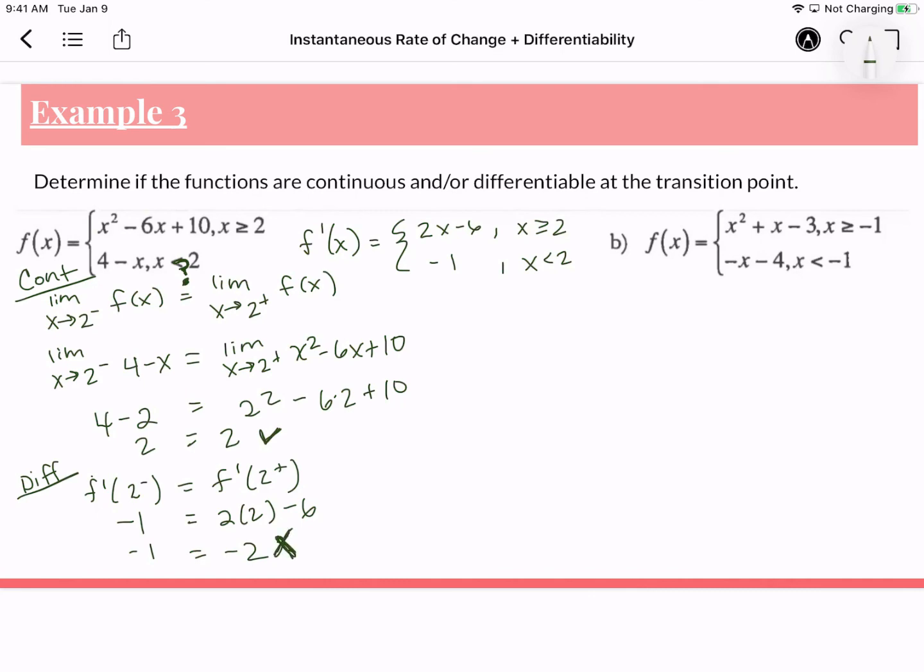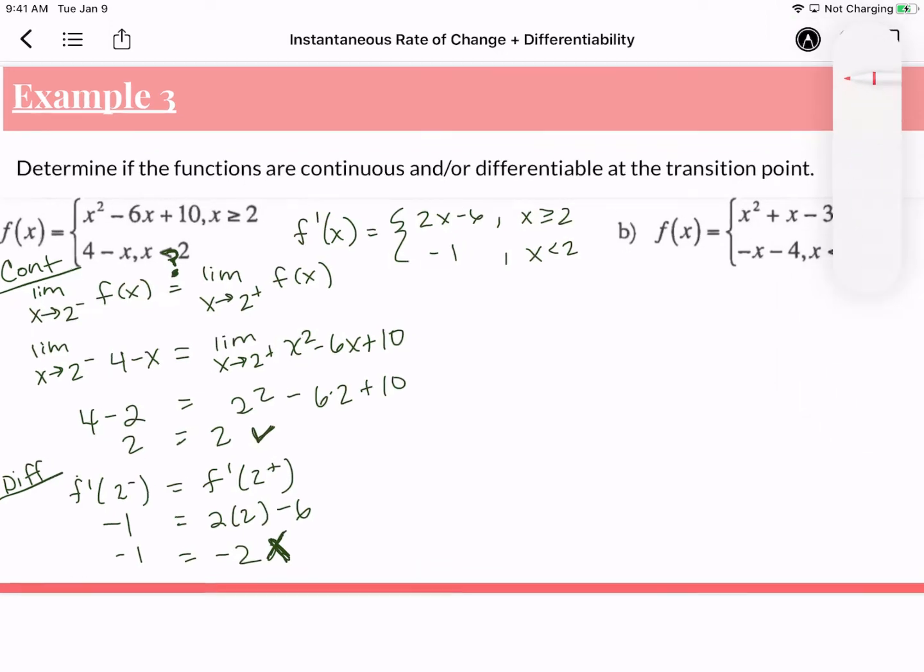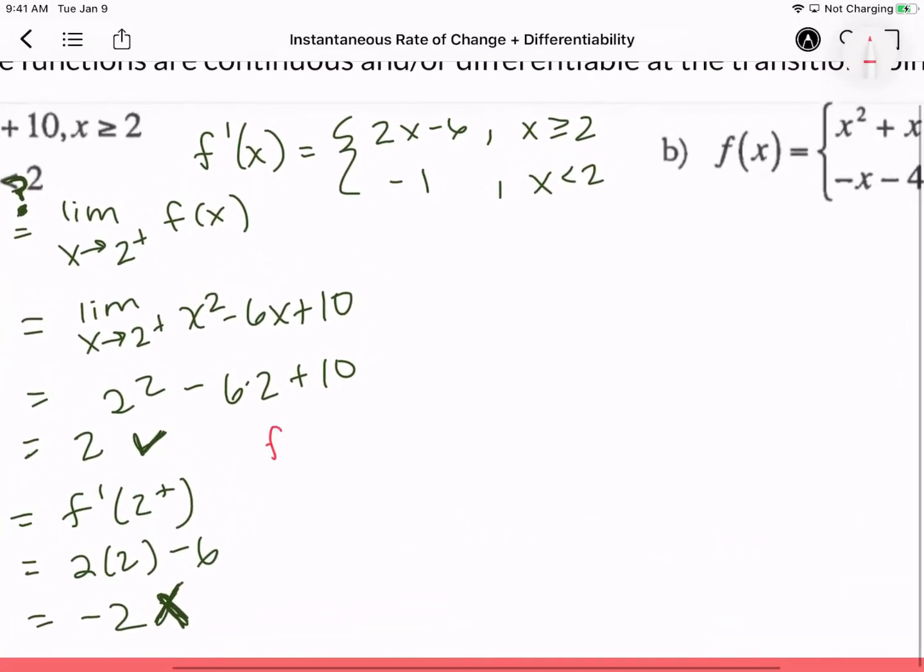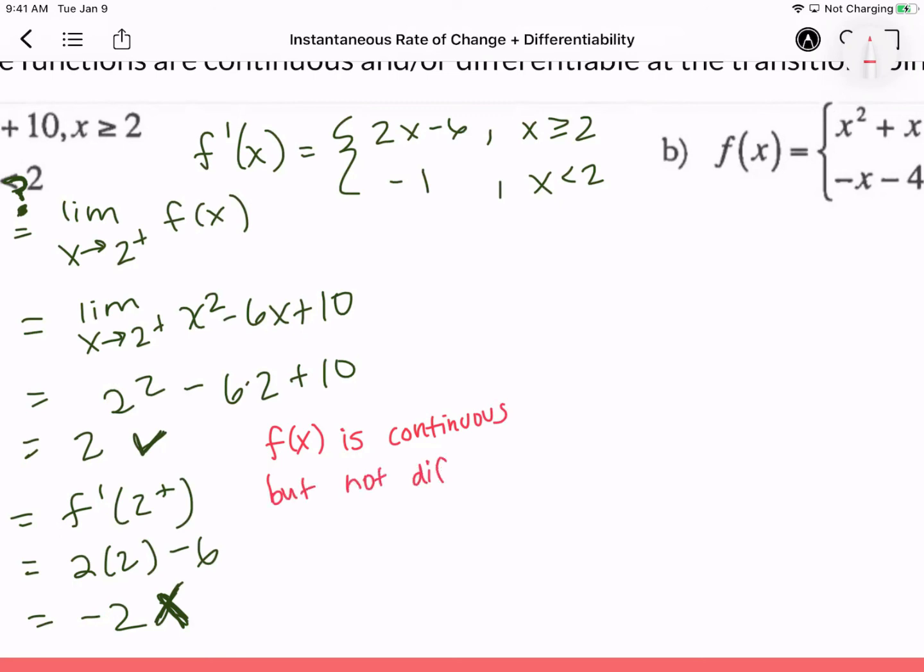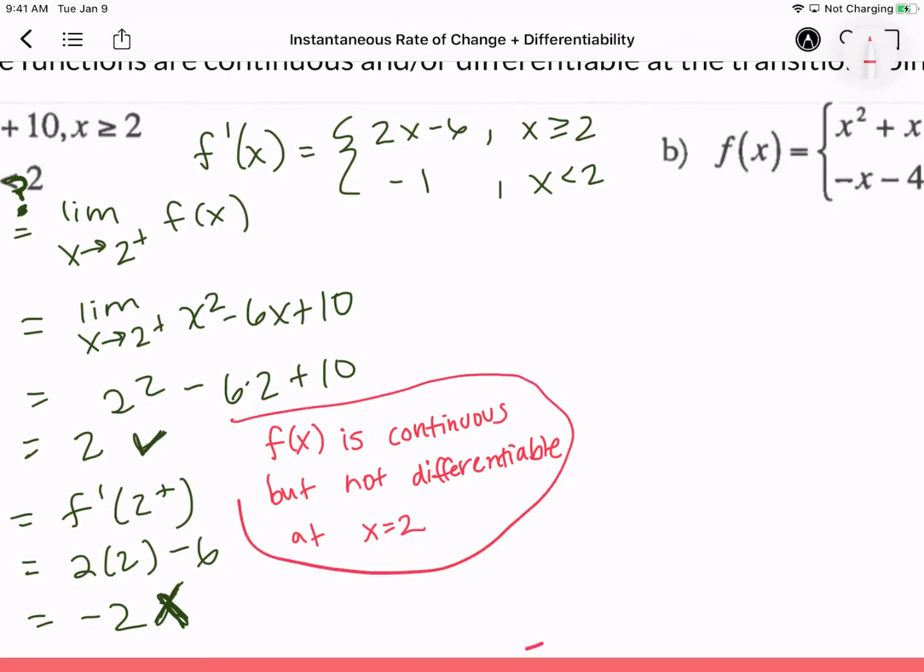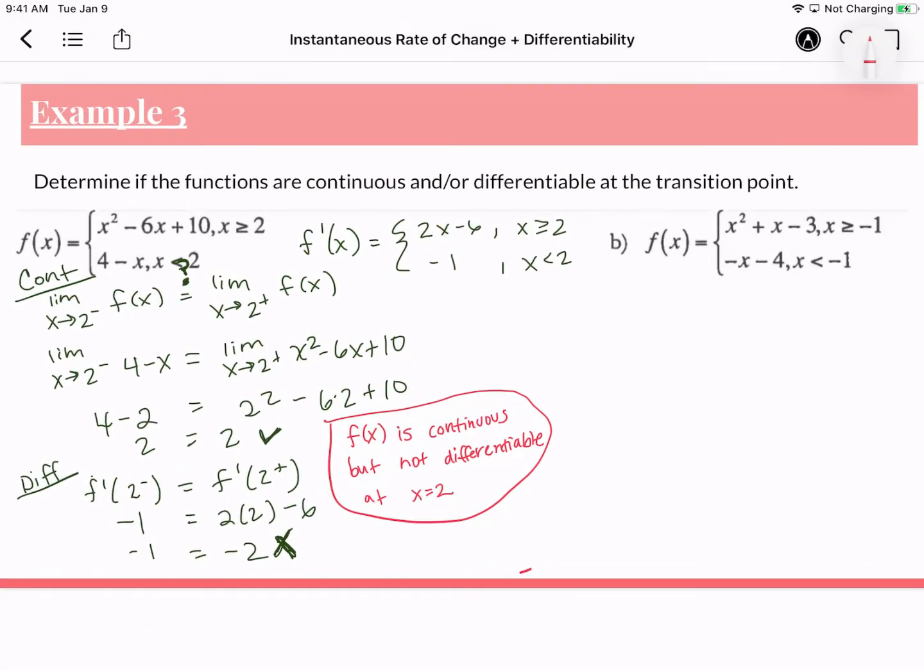Let's write our quick summary statement. I'll write it in red. So for this function, f of x is continuous but not differentiable at x equals 2. In order to write the summary statement, we do have to make sure we show all this work. We do have to show the work, and we do have to use proper notation.